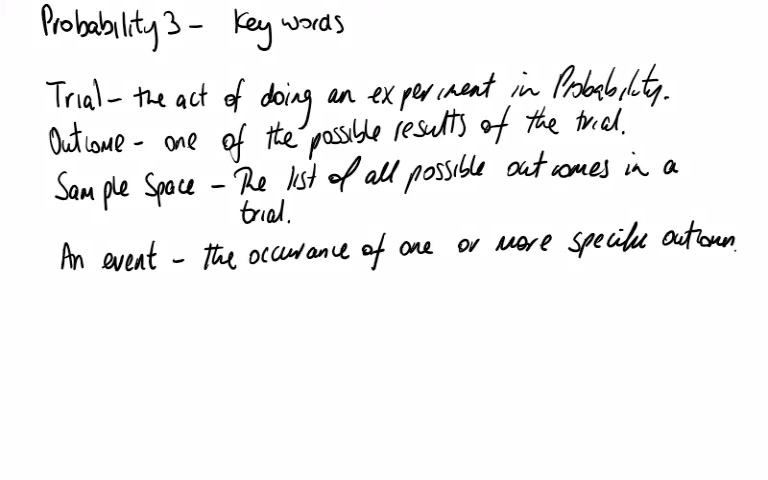So probability 3, we're going to start off with some keywords: trial, outcome, sample space, and an event. Put these keywords and definitions into your copy. A trial is the act of doing an experiment in probability. An outcome is one of the possible results of the trial. A sample space is the list of all possible outcomes in a trial. And an event is the occurrence of one or more specific outcomes.